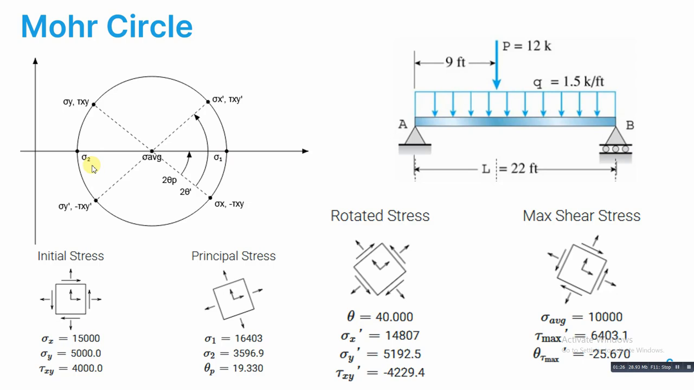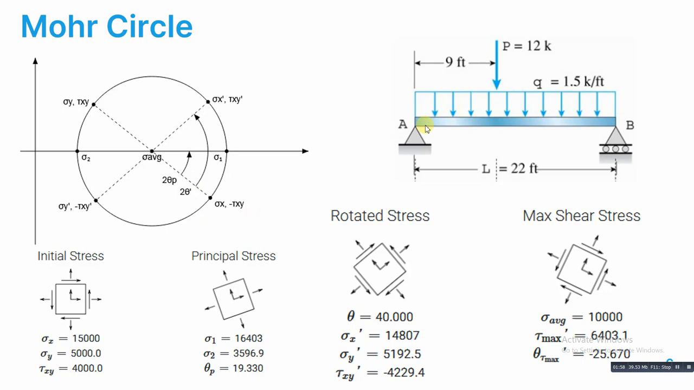By rotating this line until reaching the x-axis, we find that we rotate by an angle theta p. So theta p is the angle of the principal plane measured from the plane of the initial stress. Be careful, because the angle here in the Mohr circle is twice the actual angle.